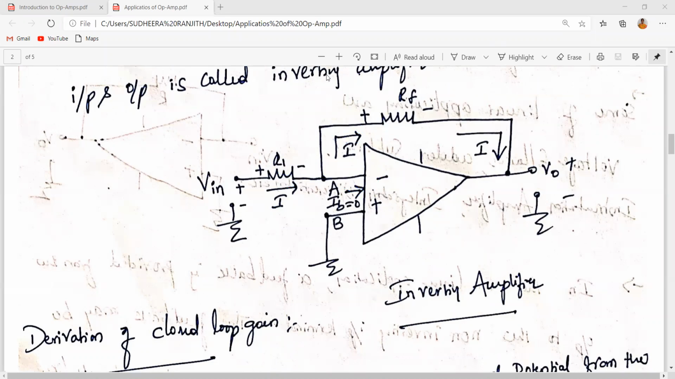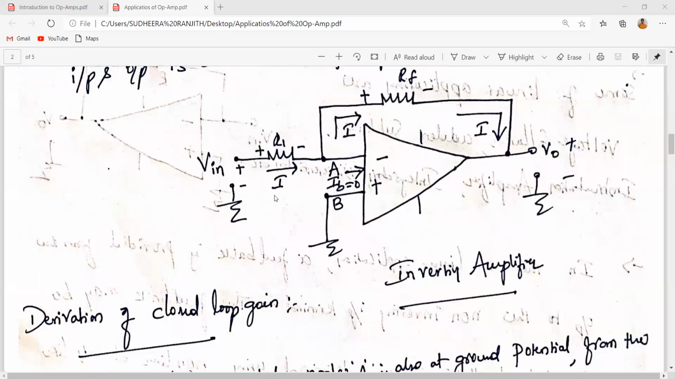Nothing but the current flowing through R1 and the current flowing through RF should be equal. The current flowing through R1 should be equal to the current flowing through the resistor RF. So first we have to calculate what is the current flowing through R1.